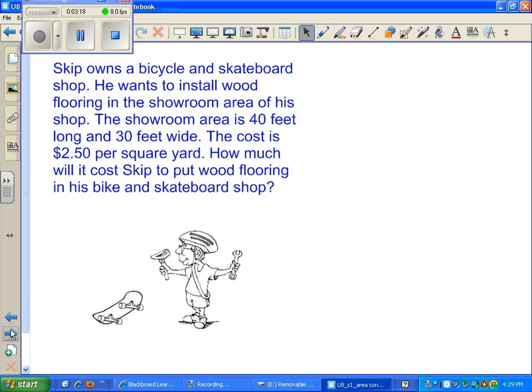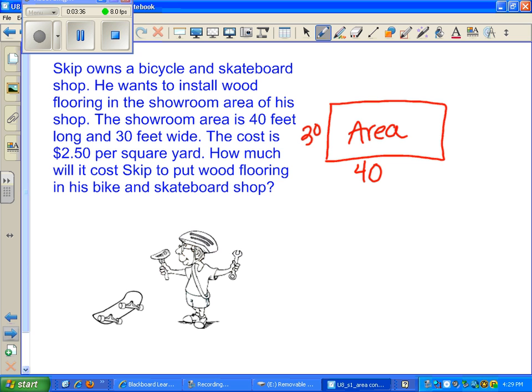Welcome back. So let's attack this problem. I'm first going to draw a sketch of what this room looks like. The showroom is 40 feet by 30 feet. So here's 30 and here's 40. When we're talking about flooring, we're talking about area. So I am talking about the area of this floor. I'm going to take 30 times 40, and when I do, I end up with 1,200 feet squared.